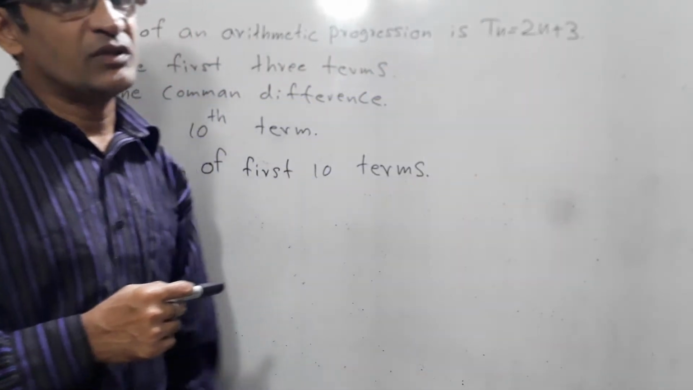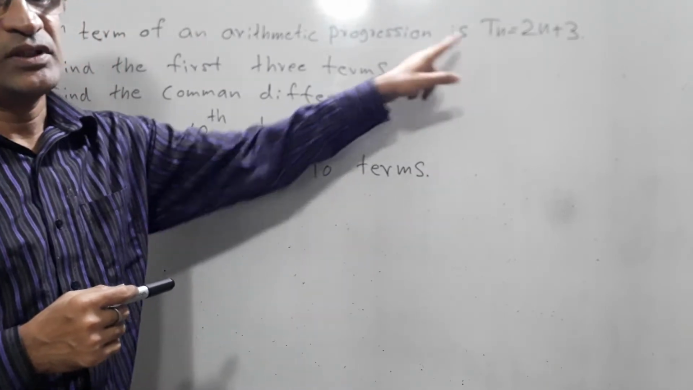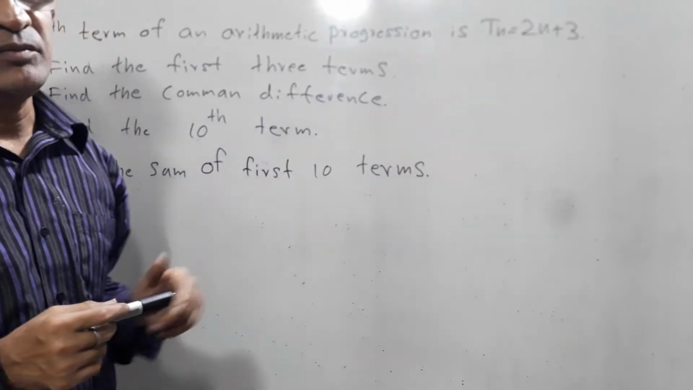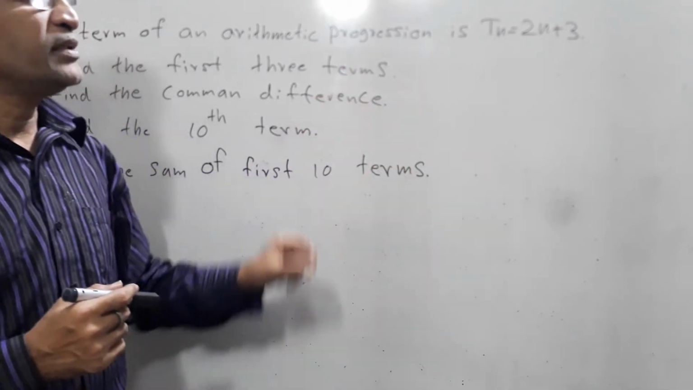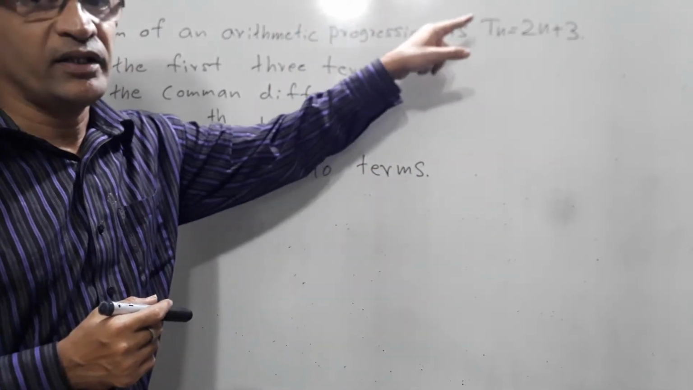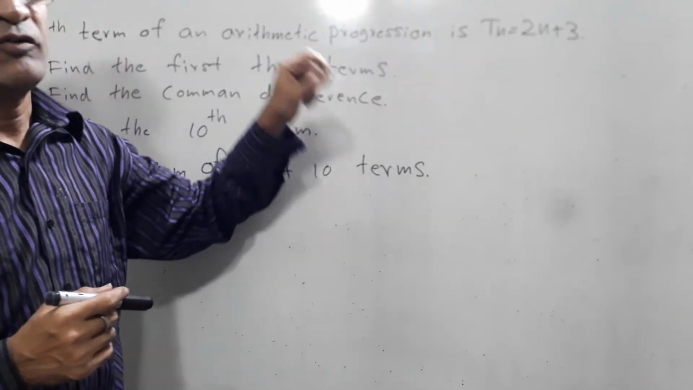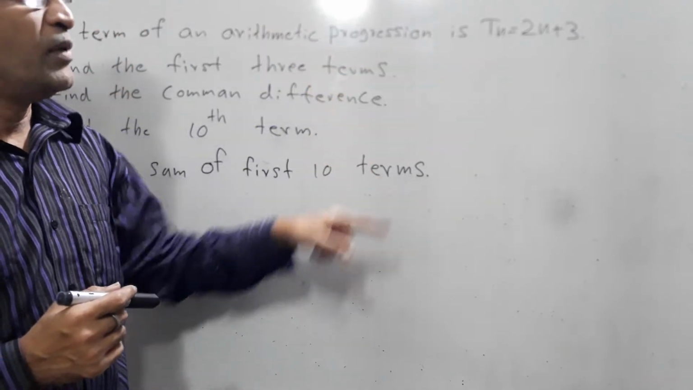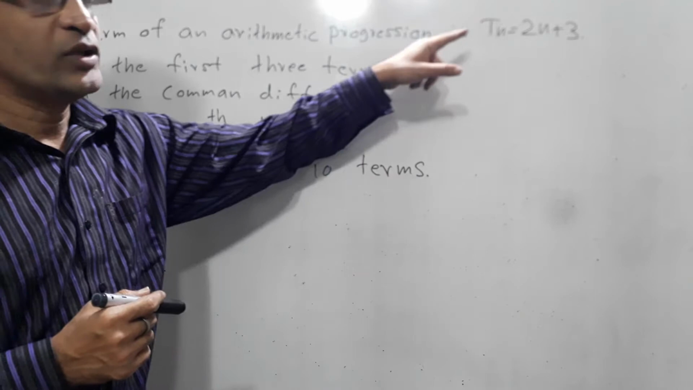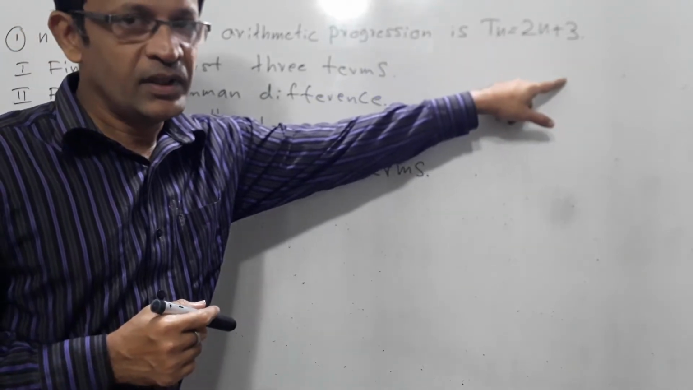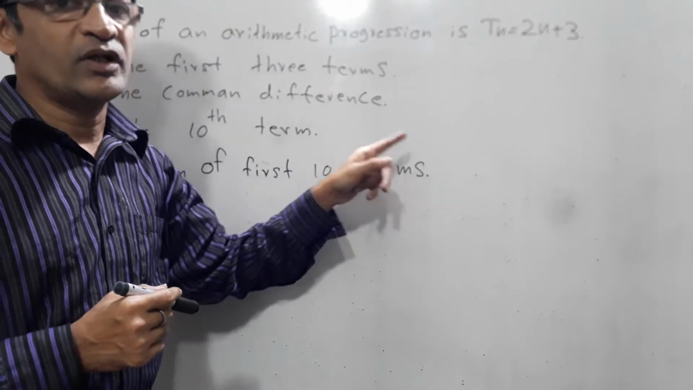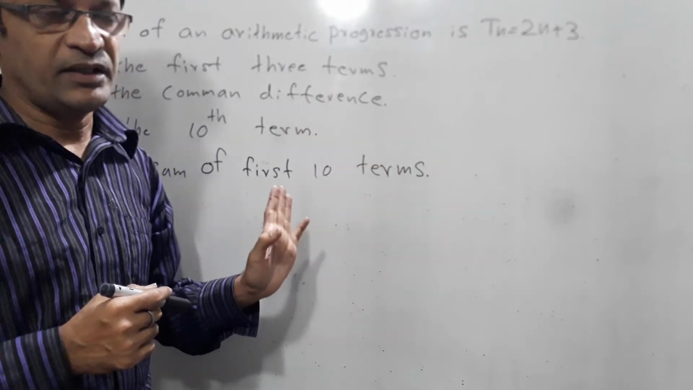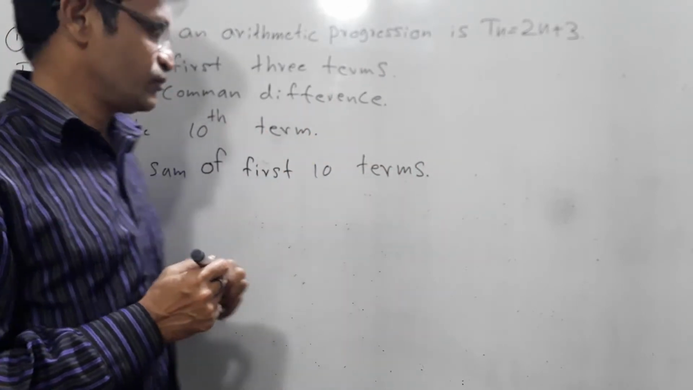So first term is what? First term is T1. Second term is T2. Third term is T3. So by substituting n equal 1, you can find the first term. By substituting n equal 2, you can find the second term. By substituting n equal 3, you can find the third term. Then if you know the three consecutive terms, using that you can find the common difference. Okay? Now we start the discussion.